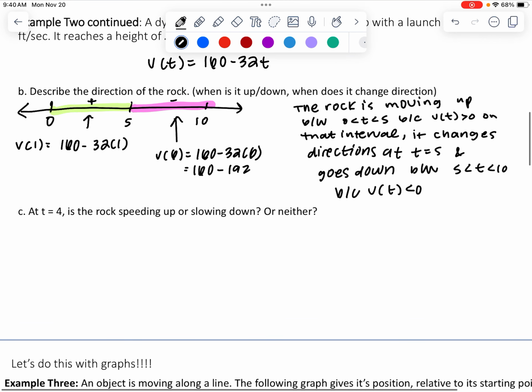Okay, one more question that this is going to ask us is, at t equals 4, is the rock speeding up or slowing down, or neither? So if you're asked that question, you need to consider the acceleration and you need to consider the velocity, because an object is speeding up if the acceleration and velocity have the same sign, and an object is slowing down if they have different signs.